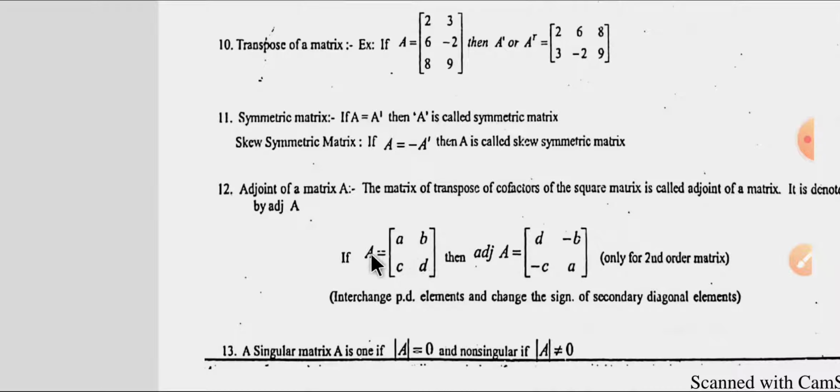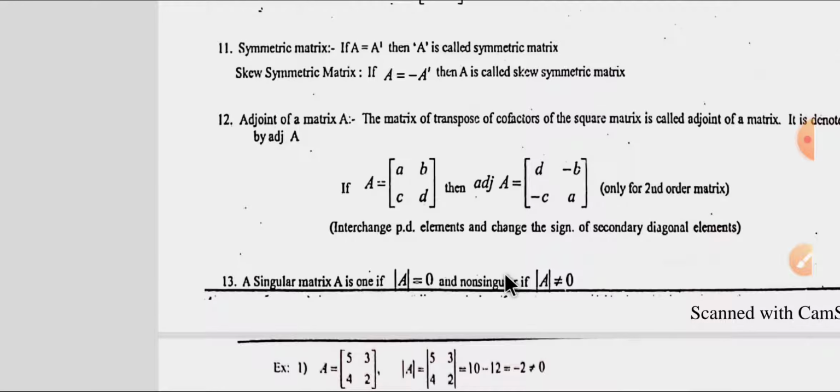For example, for order 2, if the given square matrix is of order 2, then to write the adjoint of A, we interchange the principal diagonal elements, that is A and D are interchanged, giving D and A, and the other diagonal elements change by sign only. That means B becomes minus B and C becomes minus C. This is only for order 2. For third order, we find the corresponding cofactor of each element and write its transpose, which gives the adjoint of the given matrix.